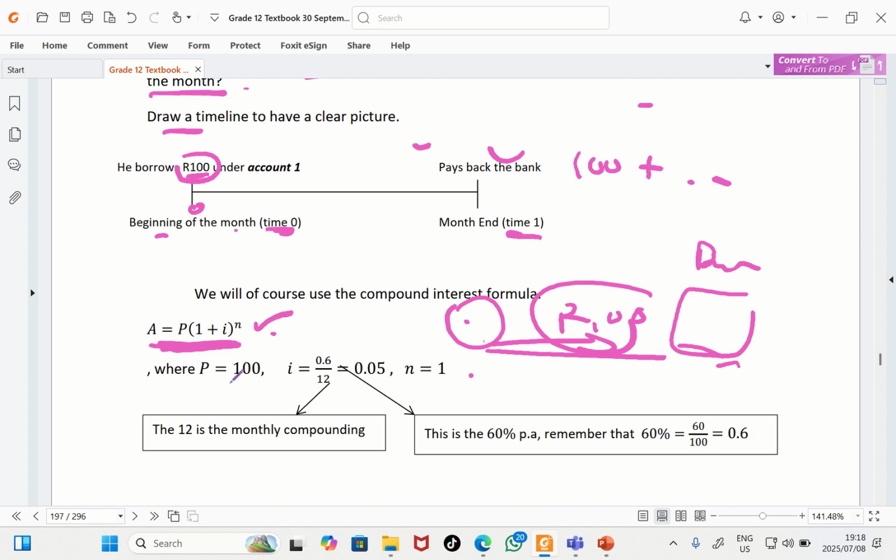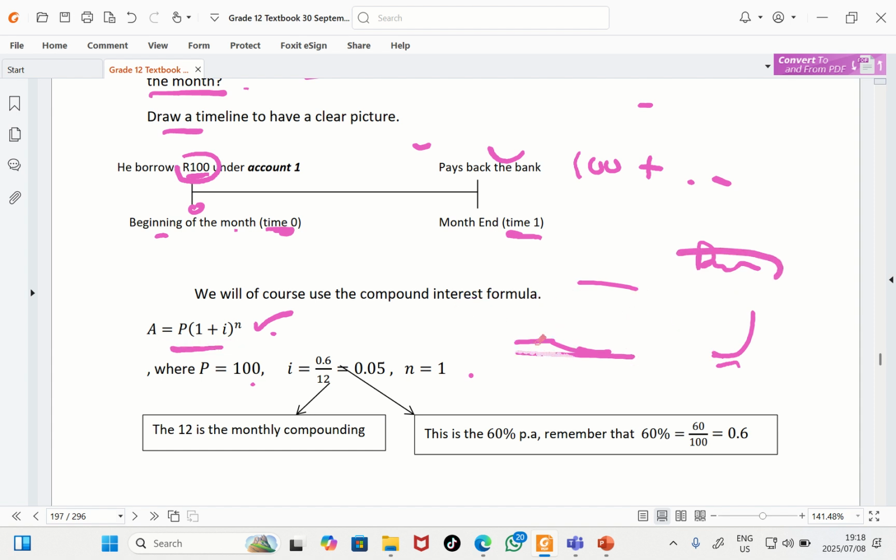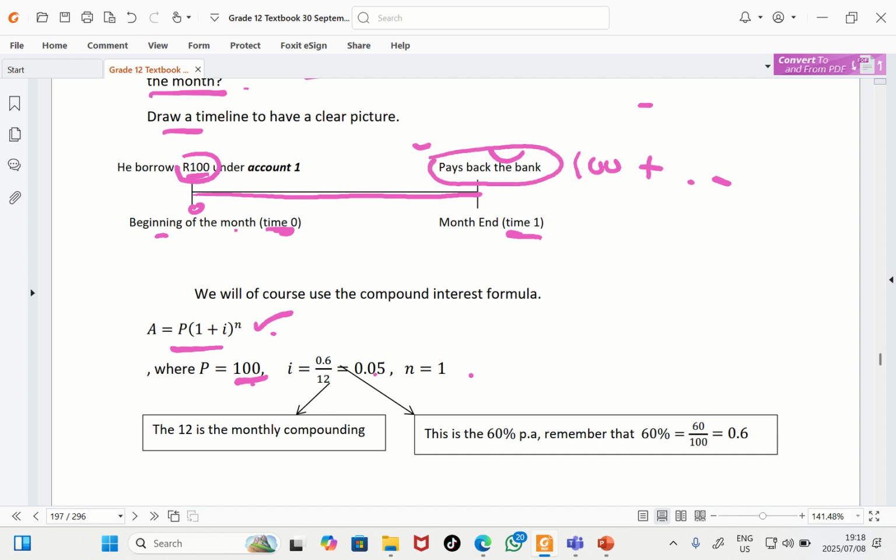So our principal amount will then be the 100 rands. The interest, remember, I told you already. Since this guy is going to pay back the bank after a month, or rather, the bank will withdraw its money from Tapelo's bank after a month, it'll gain interest. Since it's after a month, the interest is not going to be 60%. It's going to be that 5% we calculated. You guys remember that?